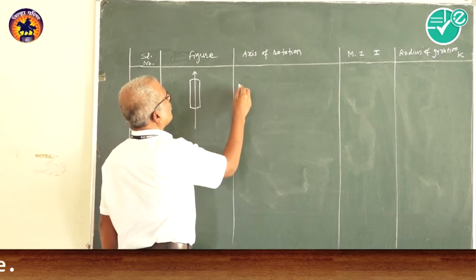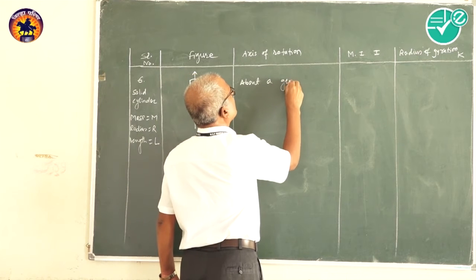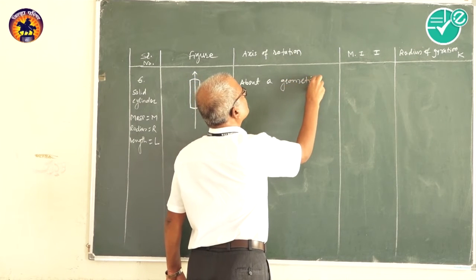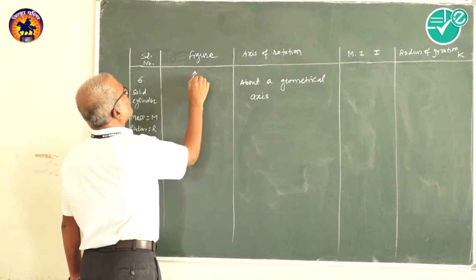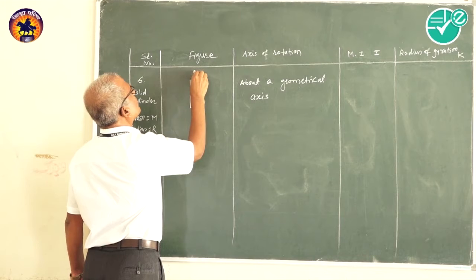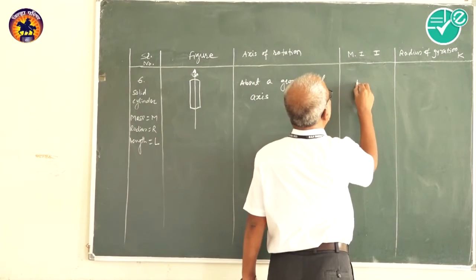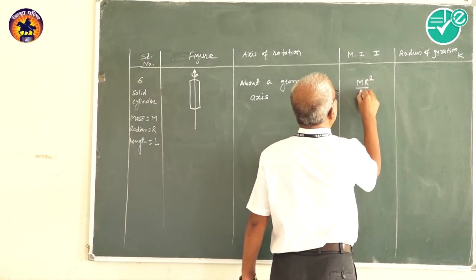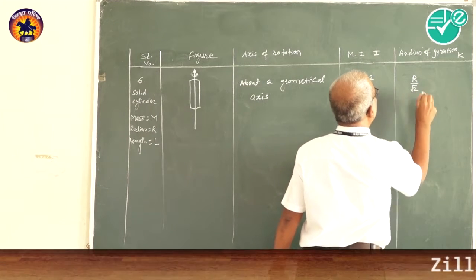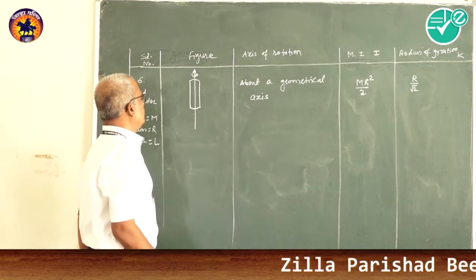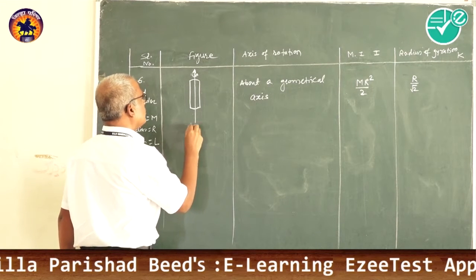Moment of inertia of a solid cylinder about a geometrical axis, means about this axis. Now, the moment of inertia of a solid cylinder about the geometrical axis is MR square by 2. Radius of gyration is R upon the square root of 2.